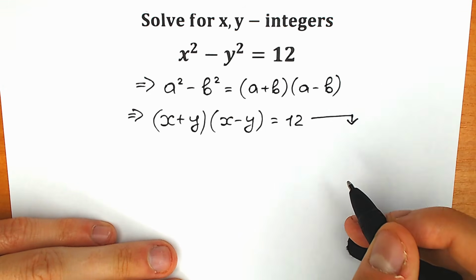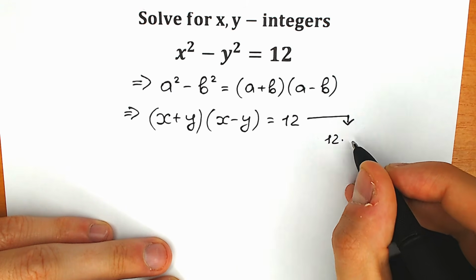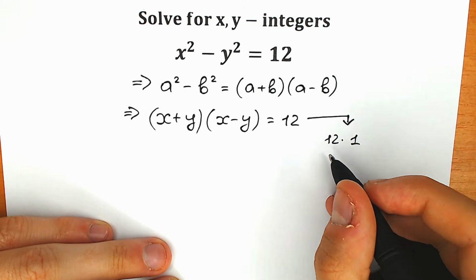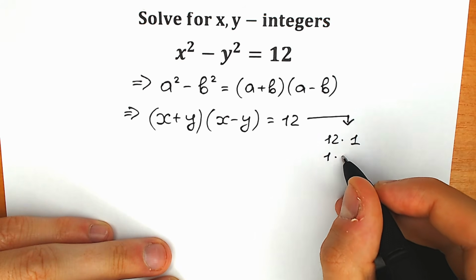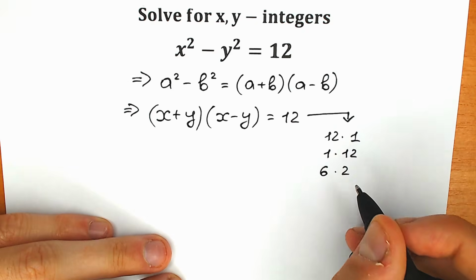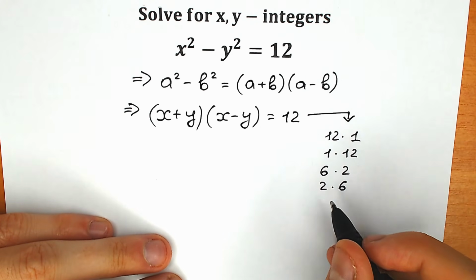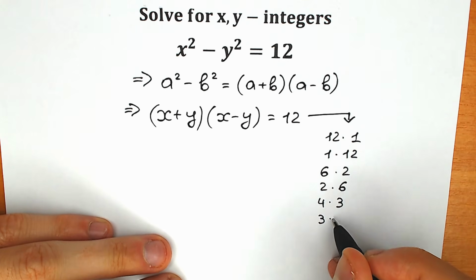So the first way, how can we express it? This is the easiest one, I guess. We have 12 times 1. The second way, of course, we can write it in a reverse way, 1 times 12. The third way, we're going to write 6 times 2. The fourth, we're going to write 2 times 6, and we have 4 times 3, I hope you get it, and 3 times 4.